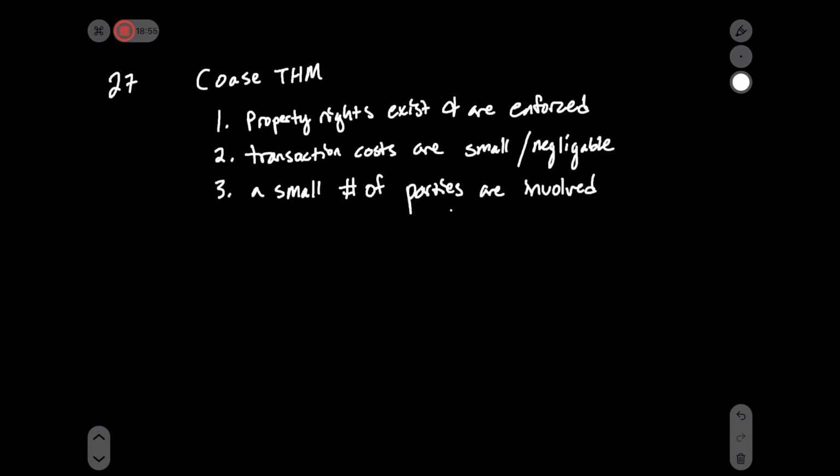Okay, so in the question we're given conditions 1 and 3, but condition 2, the wording is slightly different. In the problem, it says transaction costs are measurable. That is not one of the conditions that must hold for the Coase theorem to work. And so the answer is that conditions 1 and 3 are conditions of the Coase theorem. There's a definition here.